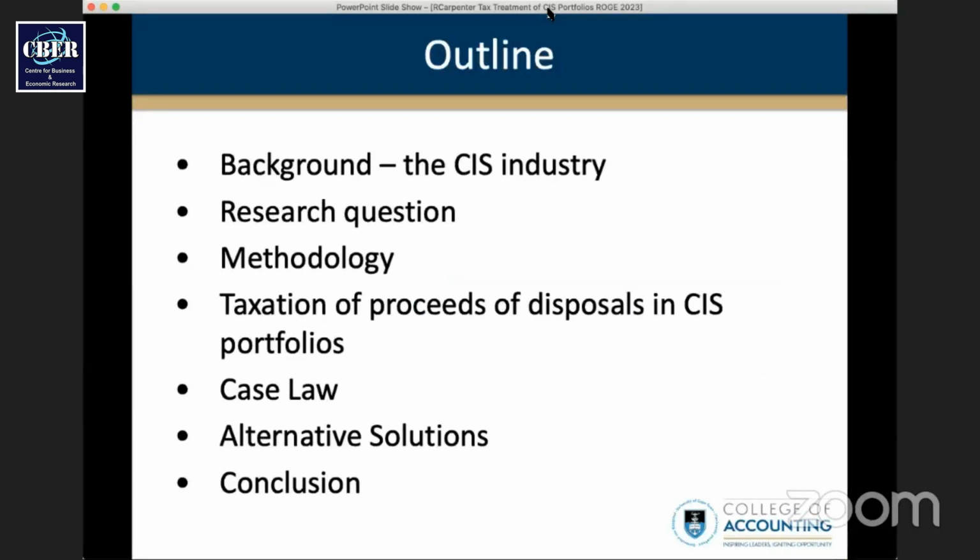The outline of this presentation is I'll start off with the background to the CIS industry. Providing some clarity on the industry I think is important before we look at the tax treatment. I'll then go into the research question and the methodology. Thereafter, I'll look at the taxation of the proceeds of disposals within the collective investment scheme portfolios. I'll look at case law, and then I'll propose alternative solutions and come to a conclusion.